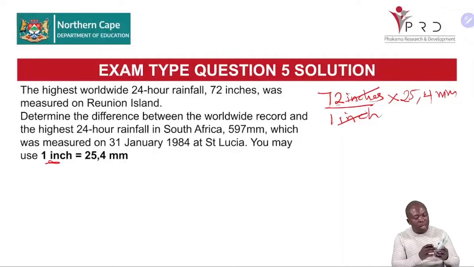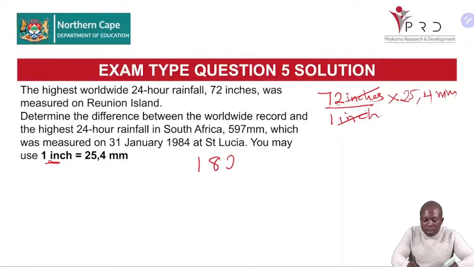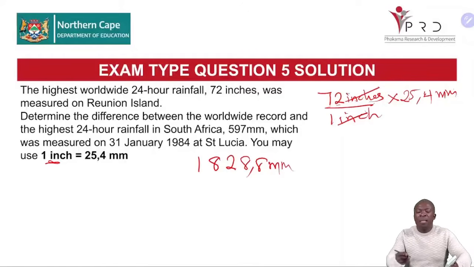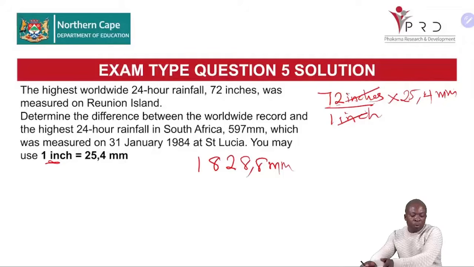Once you finish this way, I want you to take your calculator, you press 72, you divide it by 1, you multiply everything by the conversion factor, which is 25.4. So now we are going to have 1,828.8. But this time it is in what? Millimeters. So now you've managed to convert the height from inches to millimeters. But you have not finished solving the question.